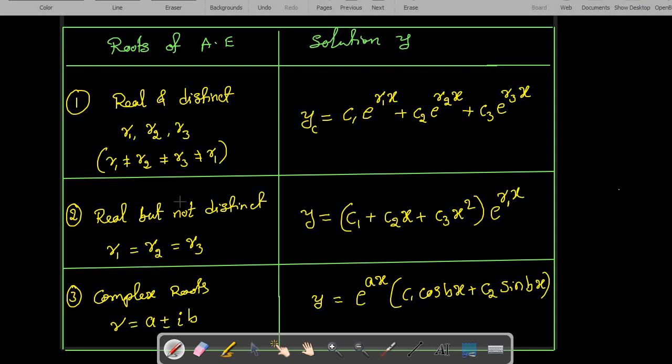And the second case, the roots are real but they are not distinct. It means they are equal roots. The same root is repeated again and again. Here I am assuming that the root is repeated 3 times. In that case, the complementary function will be c1 plus c2x plus c3x square into e power r1x. Suppose it is repeated one more time, that is 4 times, then we will write plus c4 into x power 3. So we keep on multiplying with x as many times as it is repeated.